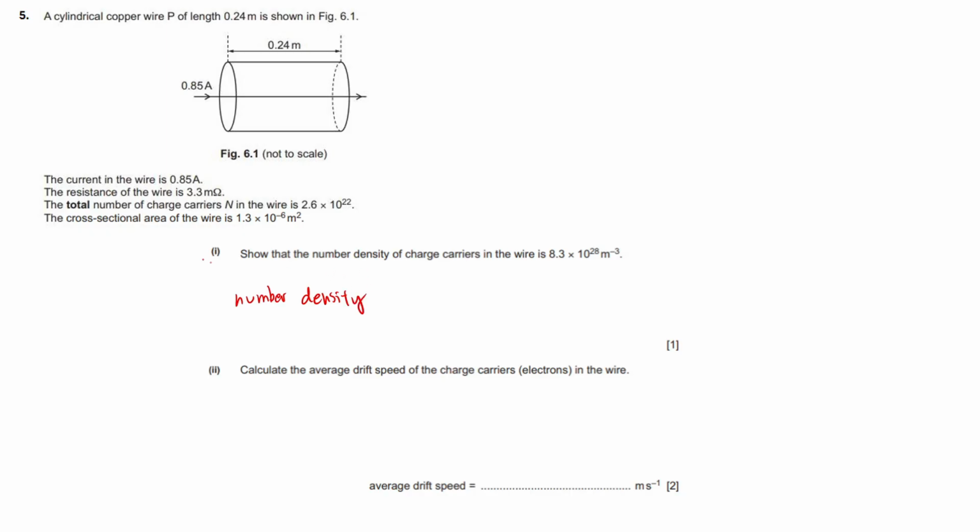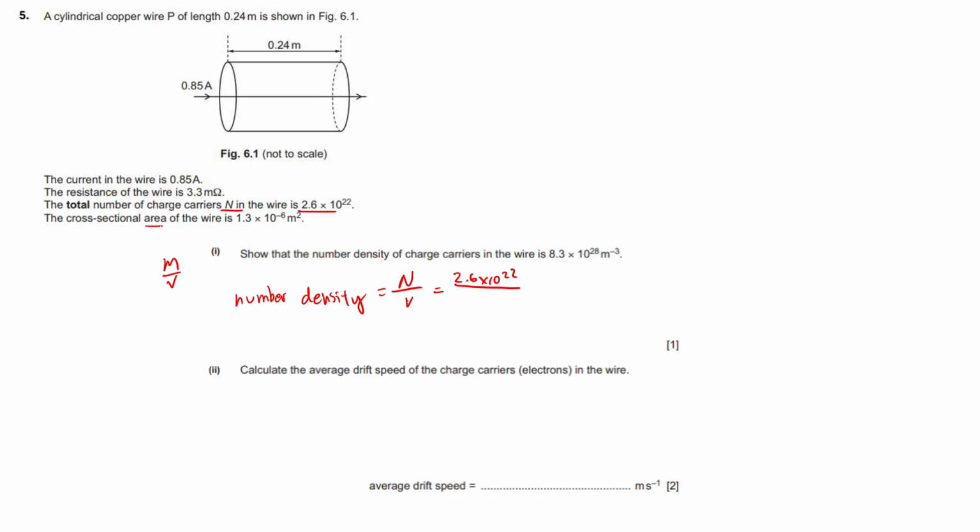To find the number density of charge carriers, you do have to use a formula. I think circuits are the most formula-dense unit, so you're going to have to know a lot of different formulas for this unit. Number density is going to be the number of charge carriers, big N, divided by the volume. They actually do give us the number of charge carriers N directly, which is 2.6 multiplied by 10 to the 22.